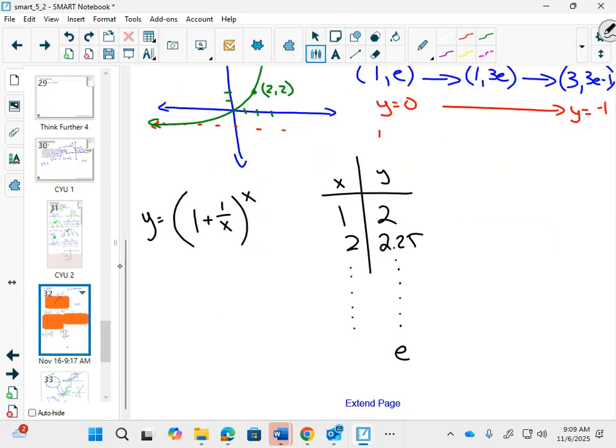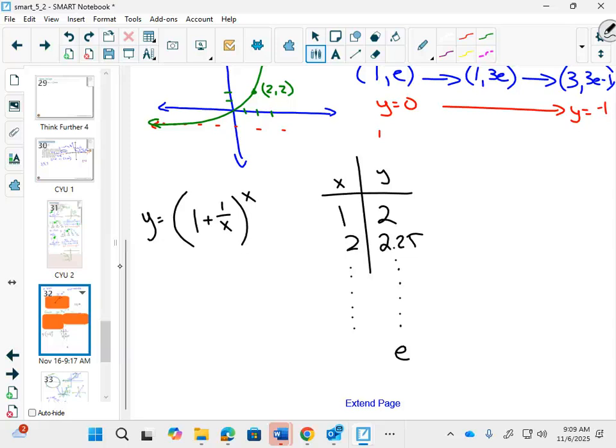it gets closer to e, which is a little bit counterintuitive. Because if you put in a huge number, like 1,000,000, what is 1 over 1,000,000 close to? 0. And if I did 1 plus 0, I would be very close to 1. And if I would do 1 to a very big exponent, I would think I would stay close to 1.